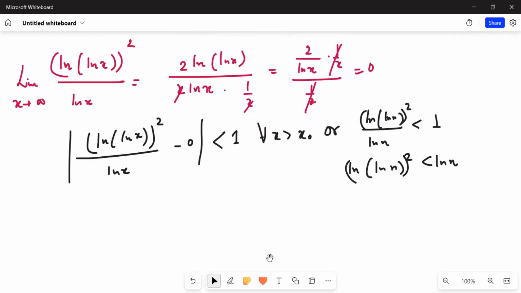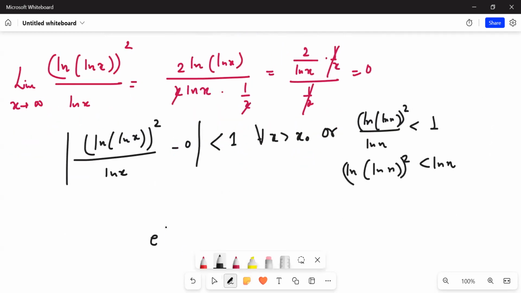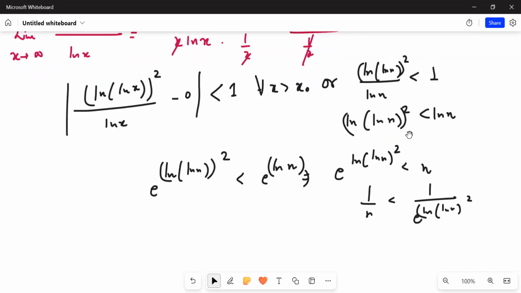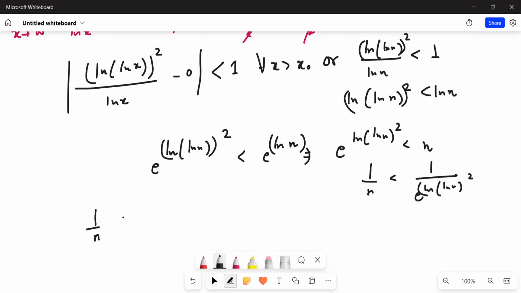So if I use the same, e raised to power ln of ln n whole square will be less than e raised to power ln n. And that does imply that e raised to power ln of ln n whole square will be less than n, or 1 upon n will be less than 1 upon e raised to power ln of ln n whole square, or in other words, I can write 1 upon n will be less than 1 upon ln n raised to power ln of ln n. So since this is divergent, this will be divergent.